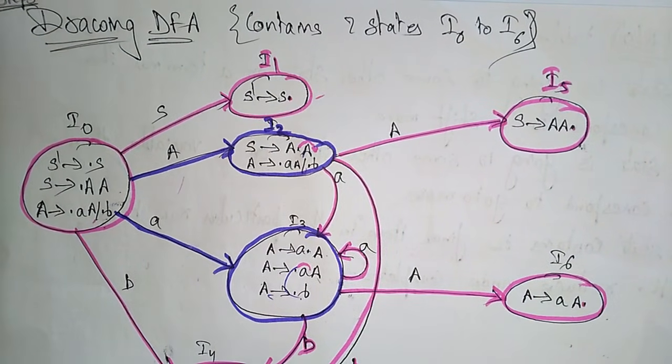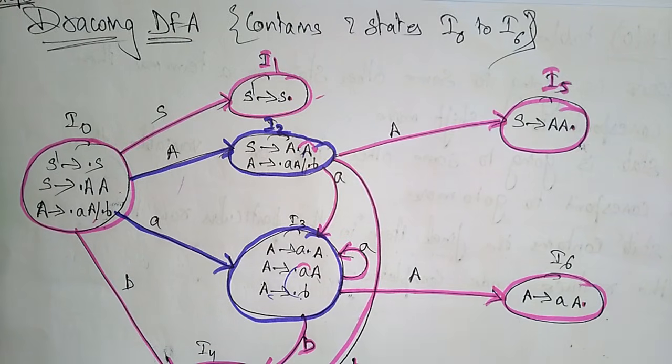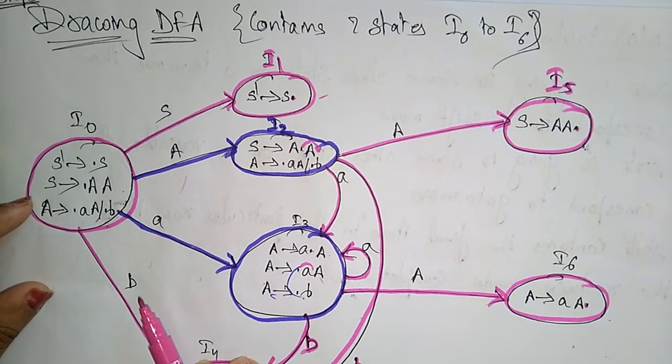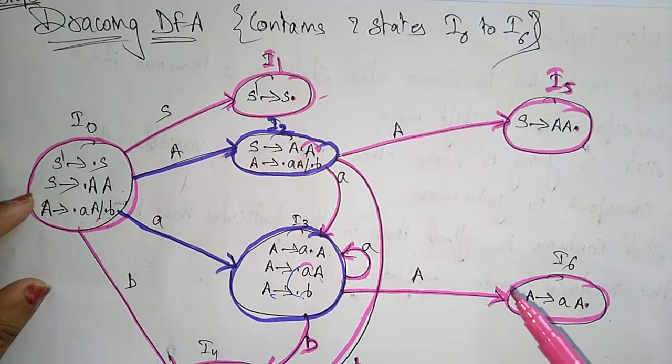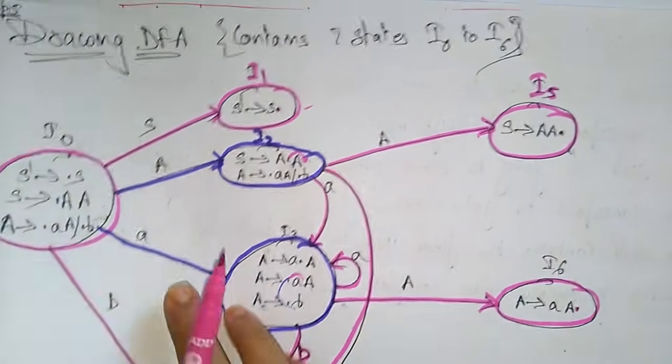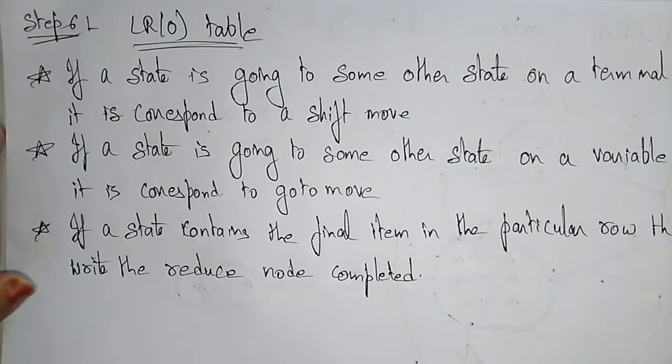So in the previous video I explained how to add an augment production and how to collect the canonical collection of LR0 items, that is by adding the dots to all the productions that are present. And the next step is to draw the DFA diagram by using the canonical collection of LR0 items. Now let's see the next step, the construction of the LR0 parsing table.